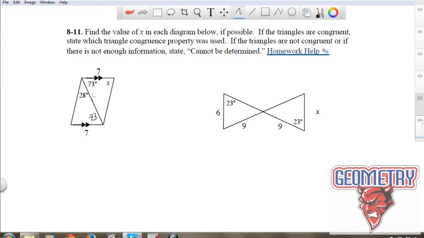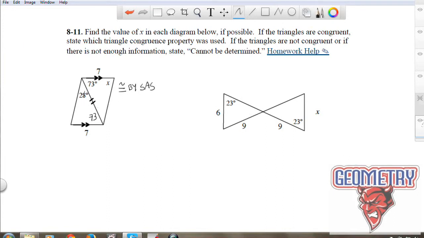But if we take a little bit closer look here, we see that they share this side. So by reflexive property, that side is the same. So we have a pair of sides here at 7 that match up. We have another pair of sides that are shared, and then the angle in between is 73. So I would say that yes, these triangles are congruent by side, angle, side. And so even though we weren't able to use this angle of 28 to help us, we're able to show that those two triangles were indeed congruent.